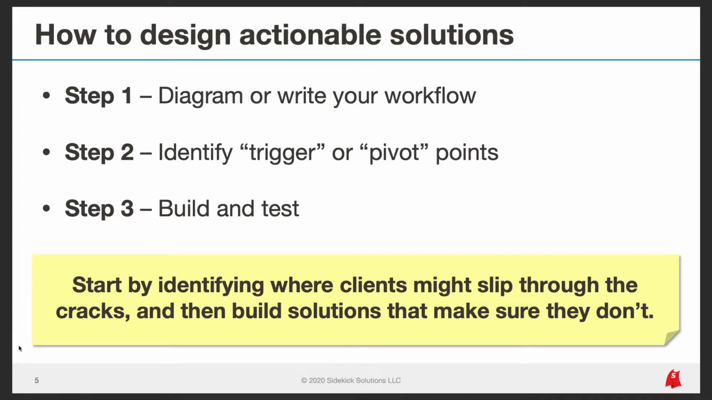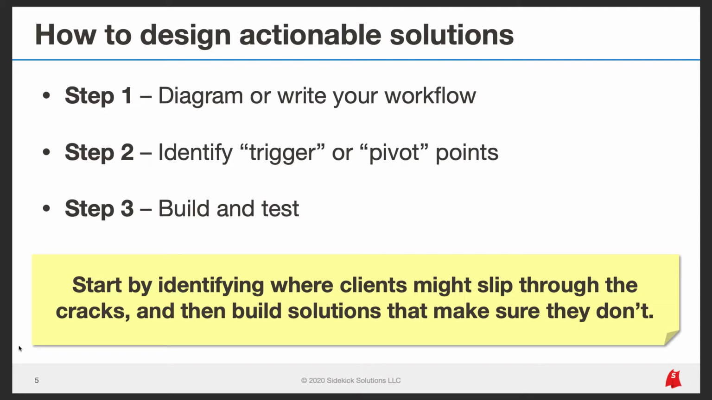Second, before we start building actionable tools in Apricot, we recommend mapping out your workflow in 3 steps. This is going to help us identify how our workflows operate and where those trigger or pivot points happen, where a tool like Apricot might help us take the next step and remain actionable. So there's a 3-step process that we recommend. Number 1, diagram or write out your workflow. Number 2, once that's mapped out, lay it on the floor, stand over the top of it, and identify the trigger or pivot points in your workflow where Apricot might support those next steps.